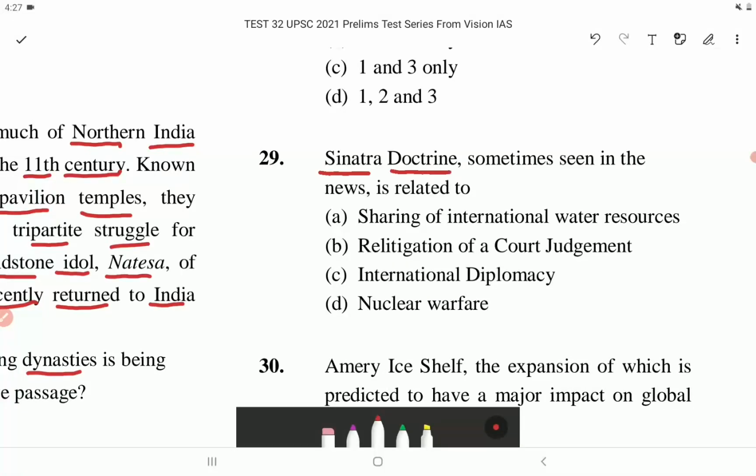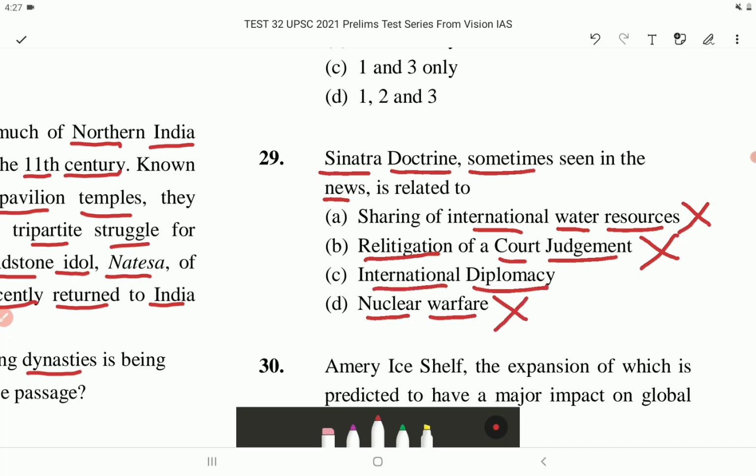Sinatra doctrine, sometimes seen in the news, is related to option A, sharing of international water resources. Incorrect. Option B, relitigation of a court judgment. This is incorrect. Option D, nuclear warfare. This is also incorrect. Option C, international diplomacy. This is correct. So option C is the correct answer.